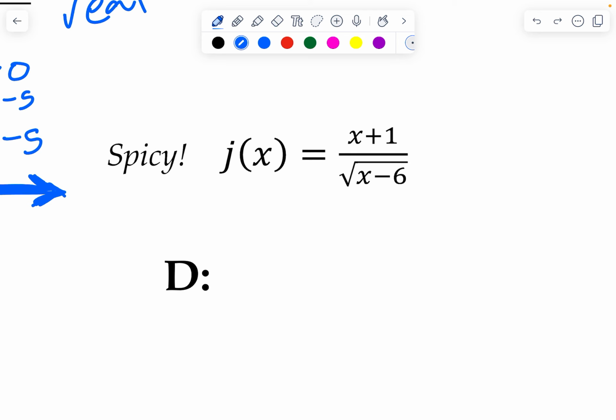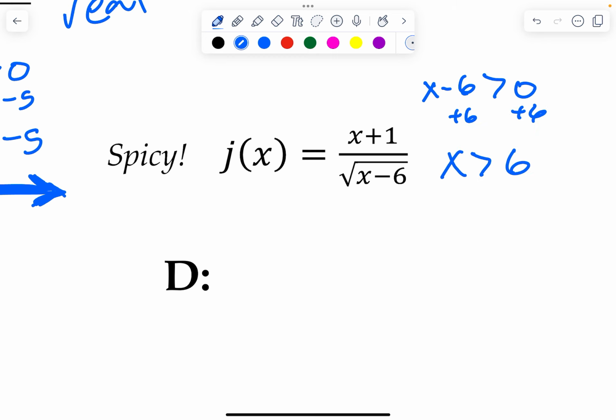What I would have to do is that this whole denominator can't equal 0, but this part has to be greater than or equal to 0. So we'll just say x minus 6 has to be greater than 0, which means add 6, add 6. It means that x has to be greater than 6. So if I put that on a number line, here's 6, we don't want to be equal to it, so it's an open circle, and we're going to be bigger than 6, we're going that way.